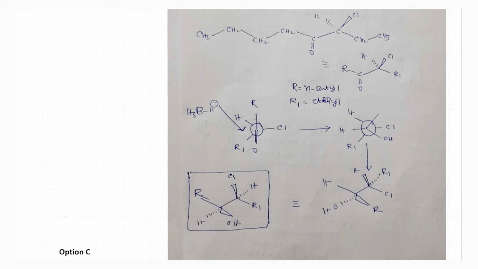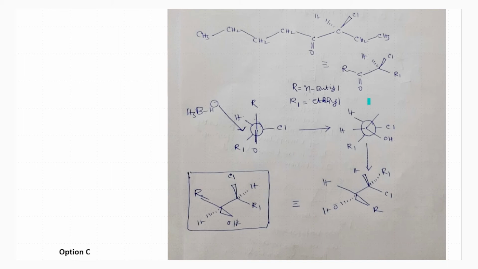So in this conformation, if you draw out the stereochemistry as we would expect in the Felkin-Ahn model, the carbonyl is below here, R is above, and now if I look from here, the Cl is on the right, the hydrogen is on the left, and R1 is here.